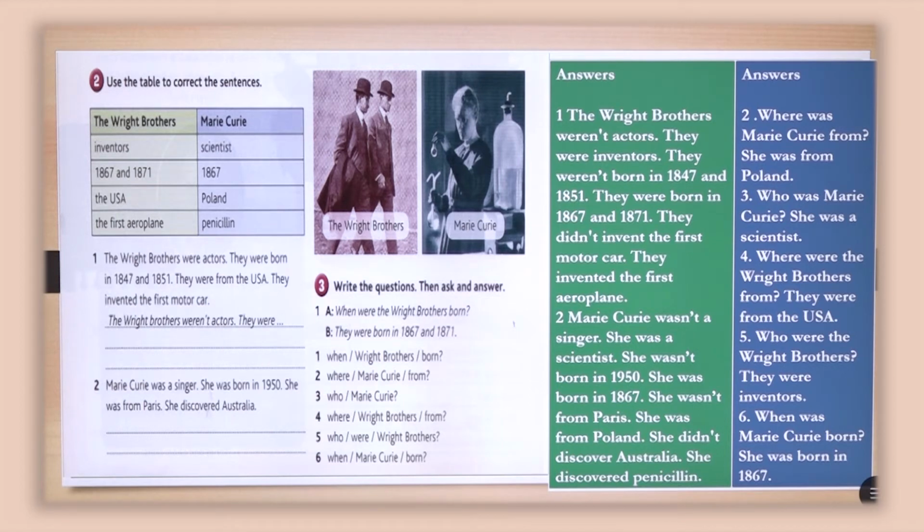4. Where were the Wright brothers from? They were from the USA. 5. Who were the Wright brothers? They were inventors. When was Marie Curie born? She was born in 1867.